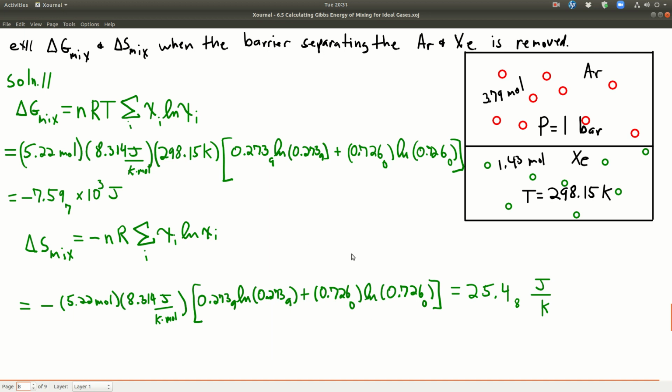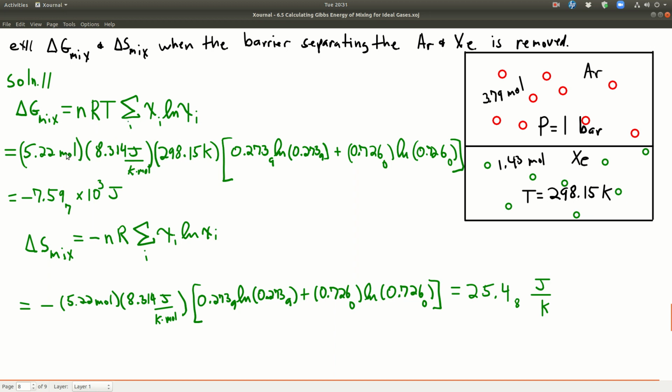So a little example: let's calculate the delta G of mixing and delta S of mixing for a subsystem of that example we showed, that picture we had before. Just to keep it simple, two components, let's say argon and xenon. The total pressure here is 1 bar. The temperature is 298.15. We have 3.79 moles of argon and 1.43 moles of xenon. So delta G of mixing, there's our little equation.